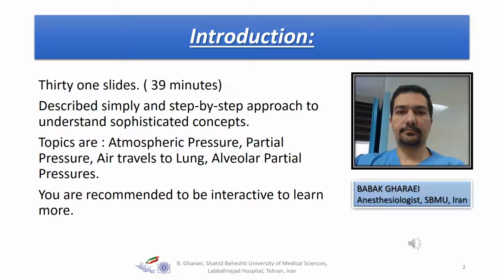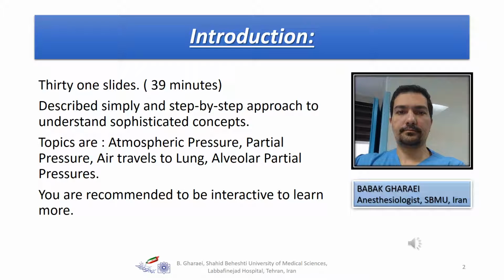In these slides, we are going to cover some topics including atmospheric pressure, partial pressure of gases, how air travels to the lung, and what would be the partial pressure of gases in our alveoli. After these, in other lectures, we will learn how oxygen will be carried to the tissue and then carbon dioxide will come back to the lung.